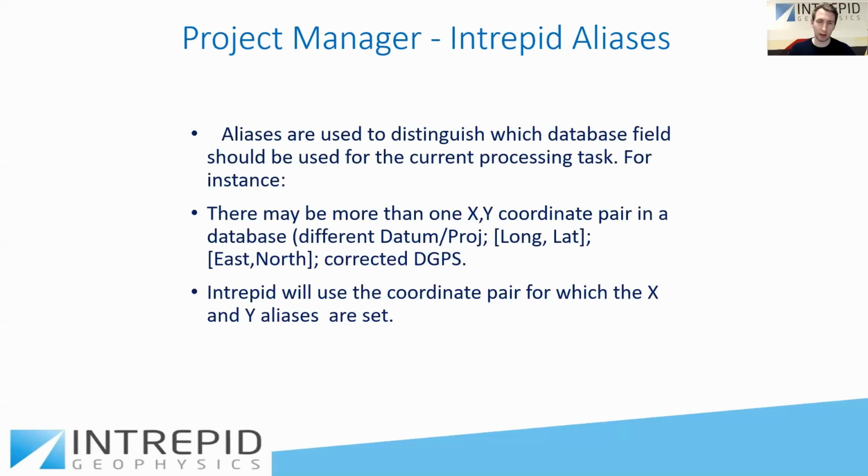And yeah, Intrepid will only load the coordinate pair for which the X and Y aliases are set, and that can cause issues if you're trying to grid a pair for which the X and Y alias isn't set correctly. So just be careful of that when you're gridding.